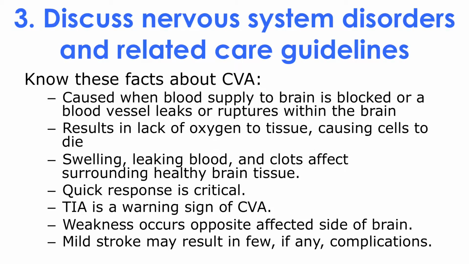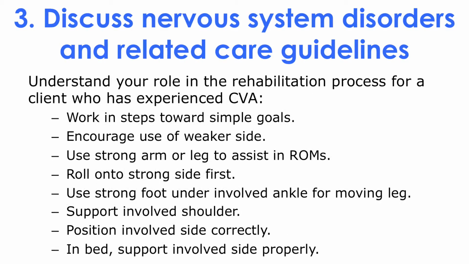So we talked about the CVA and the TIA. The TIA is the early warning sign of a CVA. Remember that there's possible weakness that occurs opposite the affected side of the brain. A mild stroke may result in few, if any, complications, but a major stroke can cause death. So you need to understand your role as the home health aide, the homemaker, or the caregiver in the rehabilitation process for a client who has experienced a CVA. We need to help the client work in steps towards simple goals. We need to encourage the use of the weaker side. We need to encourage them to roll onto the strong side first and not the weak side. We need to make sure that we support them.